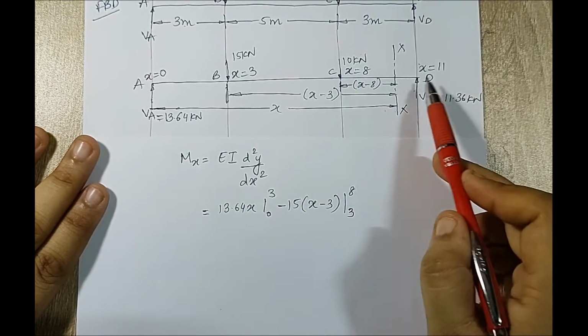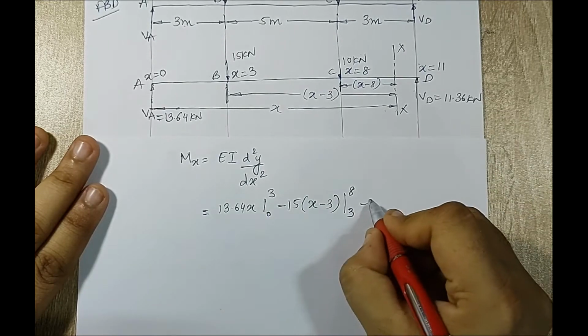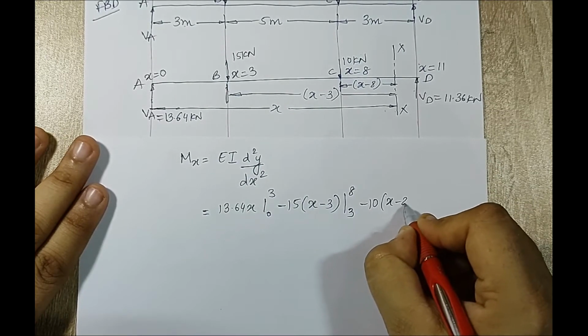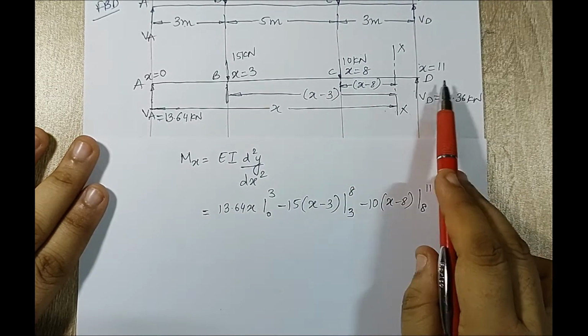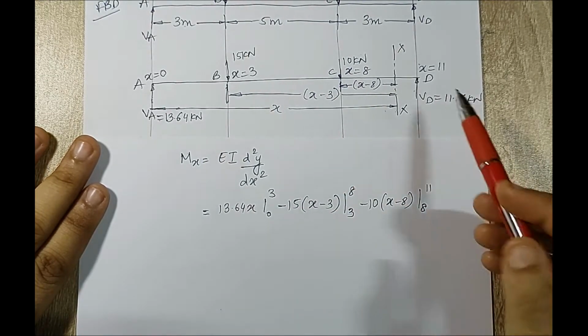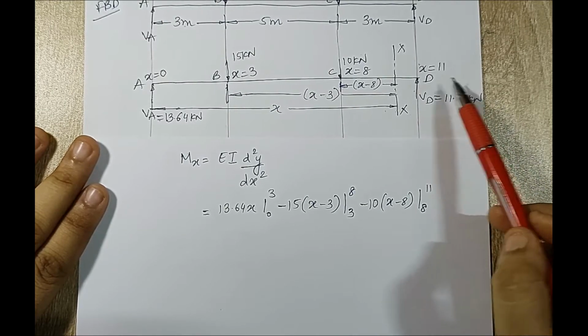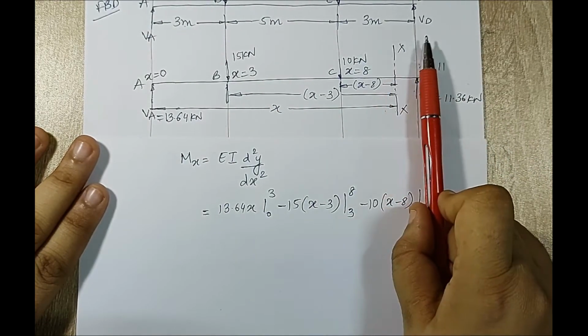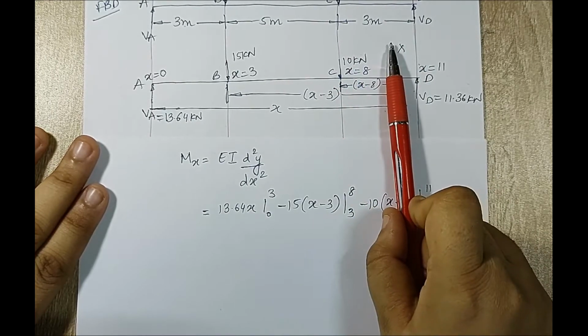And for the portion C to D, I have again 10 turning anti-clockwise. So I have minus 10 into x minus 8 from 8 to 11, from here to here. Now people will have a doubt why I am not taking 11.36 into consideration. The reason is we are not going to stand on the extreme end of D. We will have to stand on the portion C to D in between.